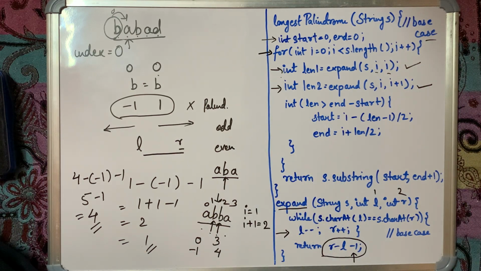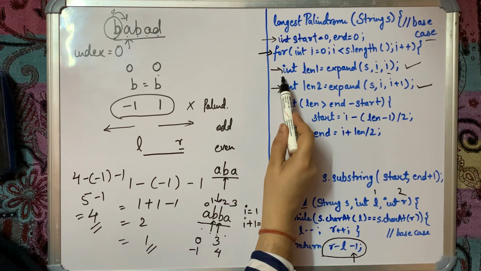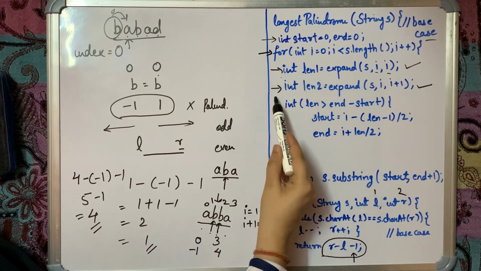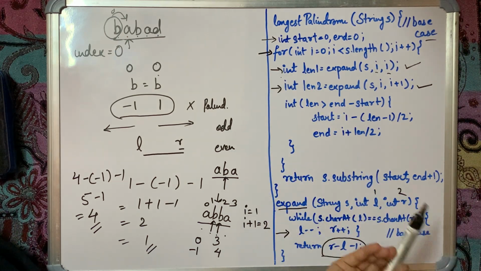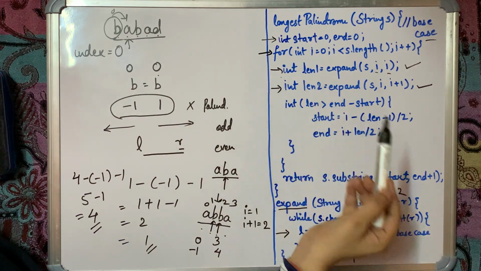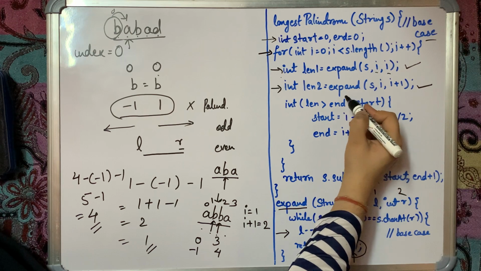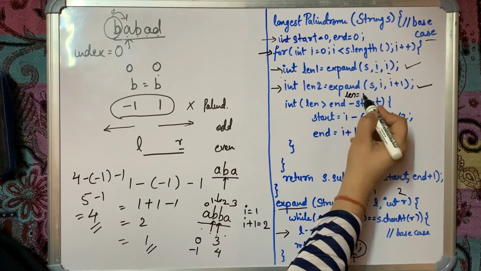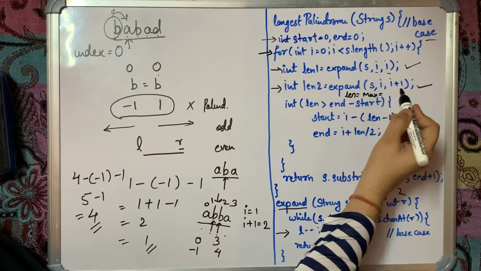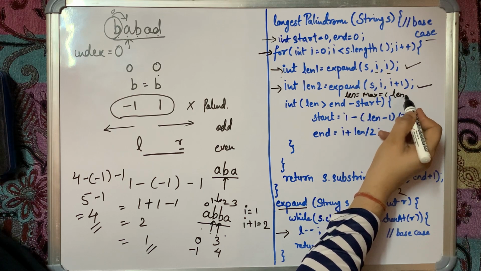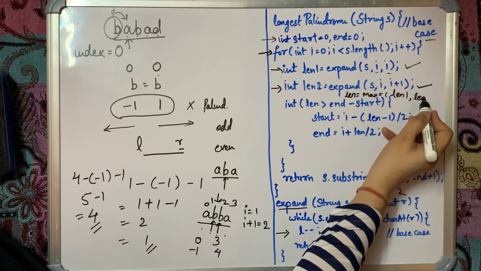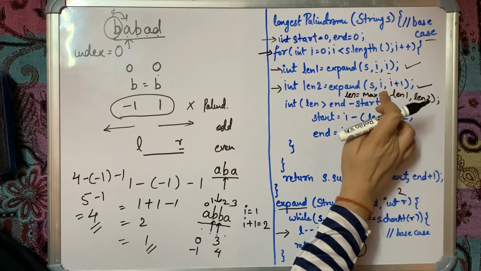So that's the reason why you expand there. Okay, now as we just saw, there's a possibility you have an odd length or even length palindrome string. So that's why you get two lengths out of these. So this length is actually the maximum of length 1, length 2.